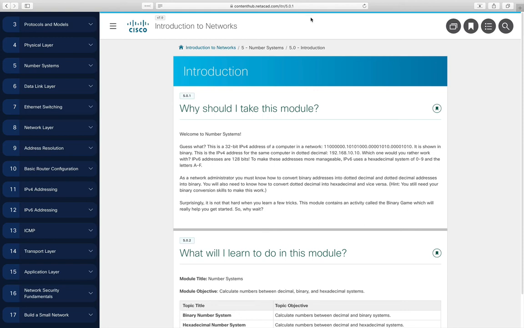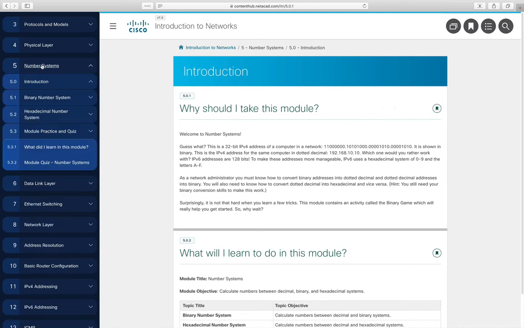Okay, this lecture is over Module 5 of your curriculum entitled Number Systems. So we'll start over here with 501, which is an introduction, which is always, why should I take this module? The purpose of this is to teach you about number systems that are used in networking as well as programming, computer science, other than base 10, which of course is what we normally work in.